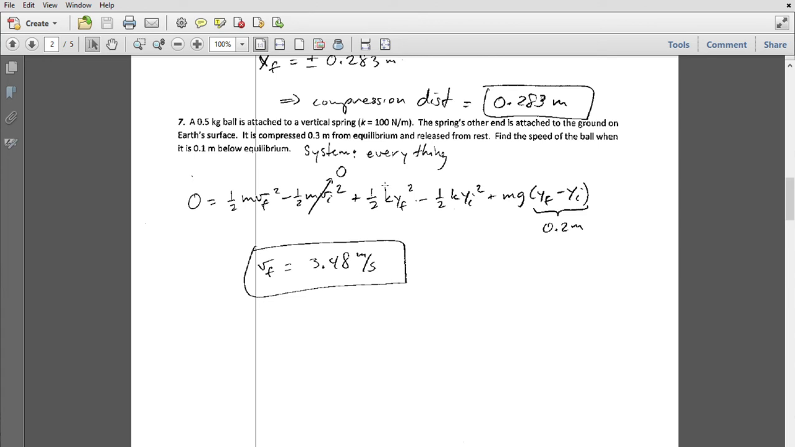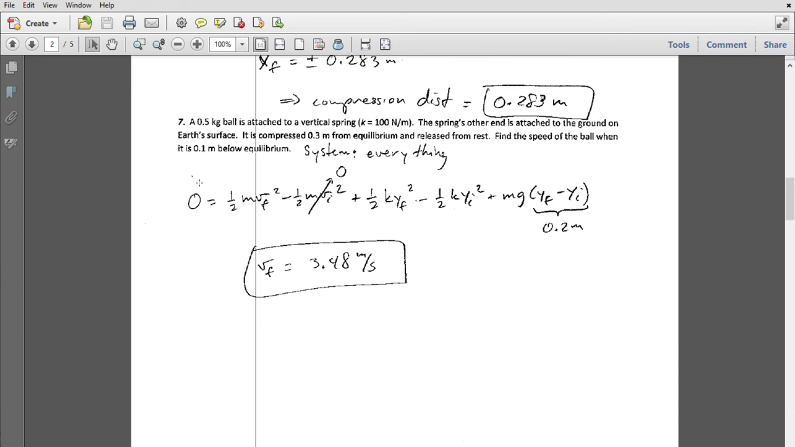And so in this case, I'm going to take my system to be everything. In other words, I'm going to take the gravitational force and the spring force to be internal forces, and they've got their potential energy functions, 1/2 k y squared, because I'm taking y to be up, and mgy.